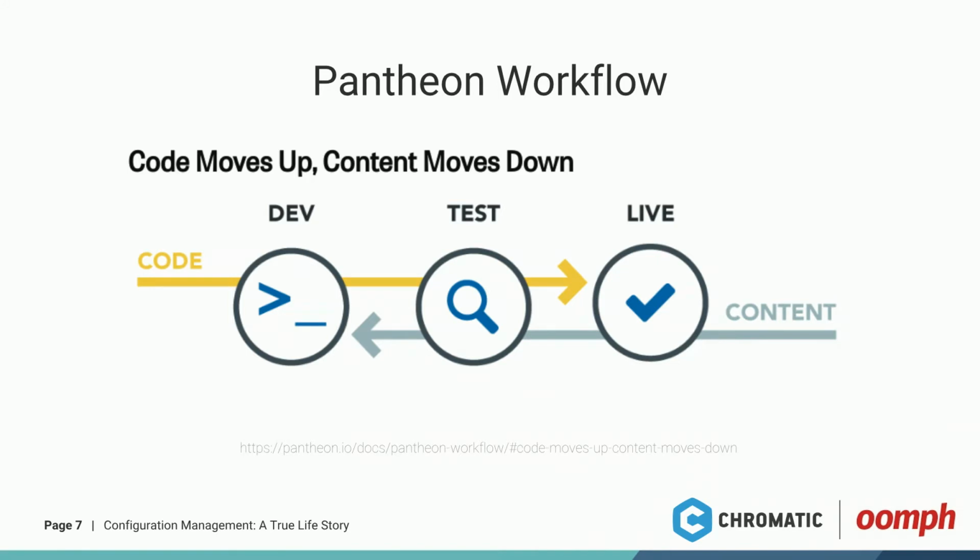Cool. So both at Oomph and Chromatic, we like the workflow that Pantheon describes for the websites that are hosted there, which is code should always move up from the lowest environment to the highest environment. So you're doing local development, you're exporting your configuration into version control, and then you're pushing that up the pipeline to your dev, test, and live environments of Pantheon. And the same thing goes for content. You should always make your content changes in production and pull that database dump down.